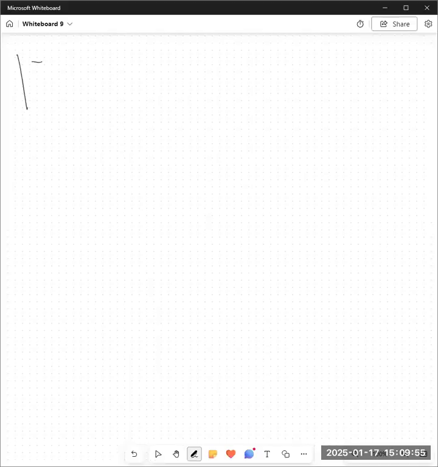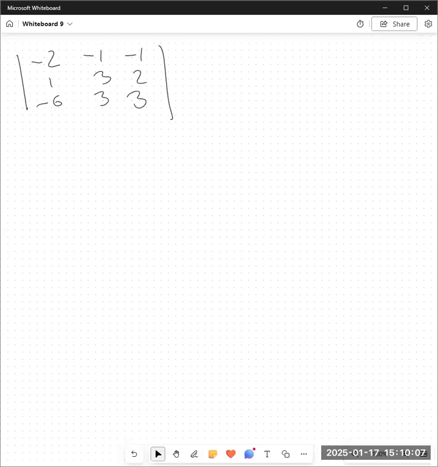And it says negative 2, negative 1, negative 1, 1, 3, 2, negative 6, 3, 3. And my instructions tell me to use elementary row or column operations to find the determinant. Do not use the calculator this time. So I'm going to go ahead and say that this has to be equal to 0 because row 3 is equal to negative 3.